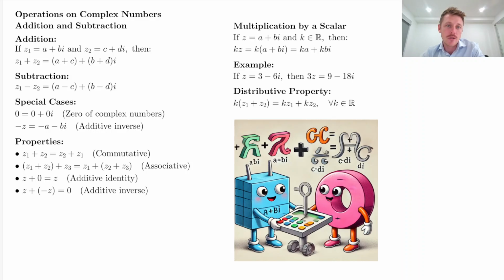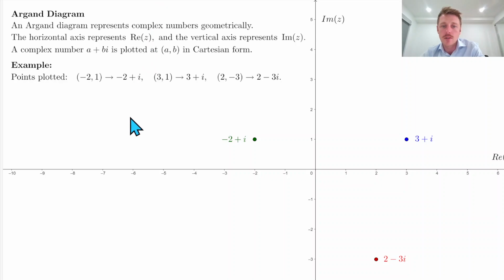All right, let's talk now about what's called Argand diagrams. This is a really great way to visualize complex numbers. An Argand diagram represents complex numbers geometrically. So now rather than think of your Cartesian plane as having real numbers on both the x-axis and y-axis, now we've got real numbers only on the x-axis, but we've got imaginary numbers on the y-axis. So this is the real axis and this is the imaginary axis. The complex number a plus bi can be plotted as the point a comma b in Cartesian form.